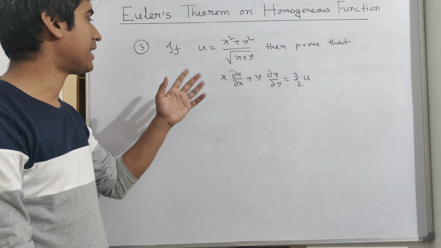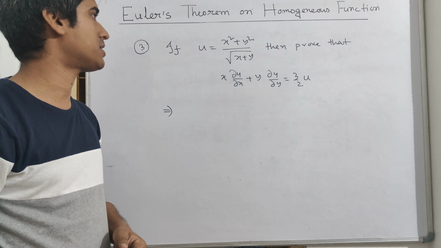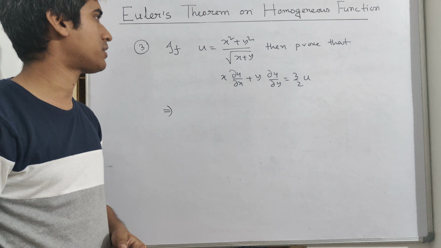Now the third question is, if u equals (x² + y²) divided by root over (x + y), then prove that x ∂u/∂x + y ∂u/∂y equals 3/2 into u. Now here u equals (x² + y²) divided by root over (x + y).